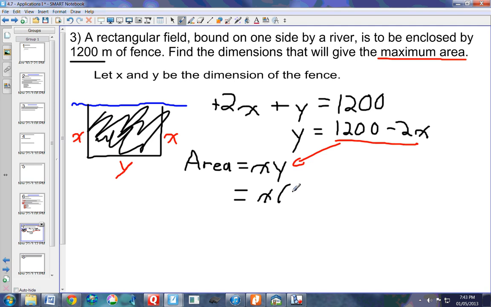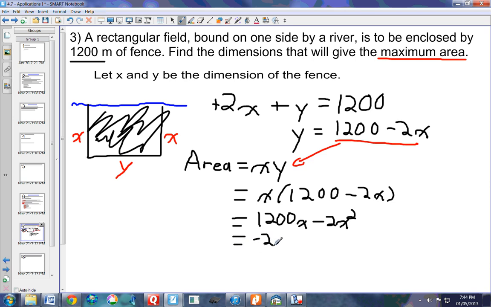x times 1,200 minus 2x. Okay, we're going to expand that out. We get 1,200x minus 2x squared. Let's rearrange this so it looks a little more familiar. Minus 2x squared. All I'm doing is just moving the two terms, keeping their signs the same.